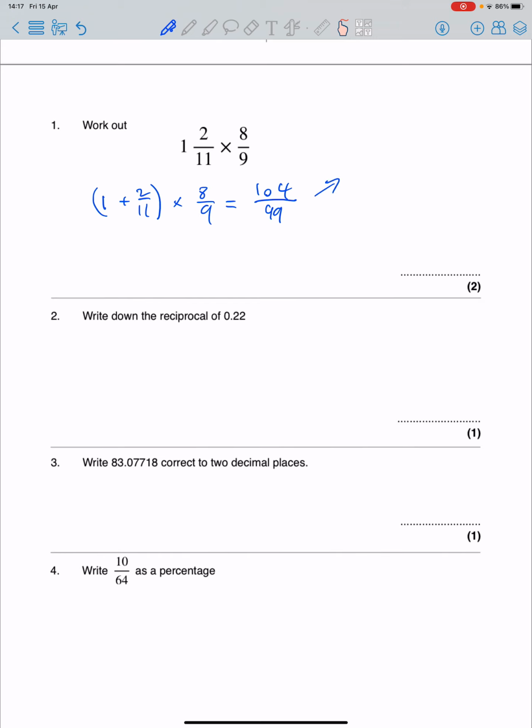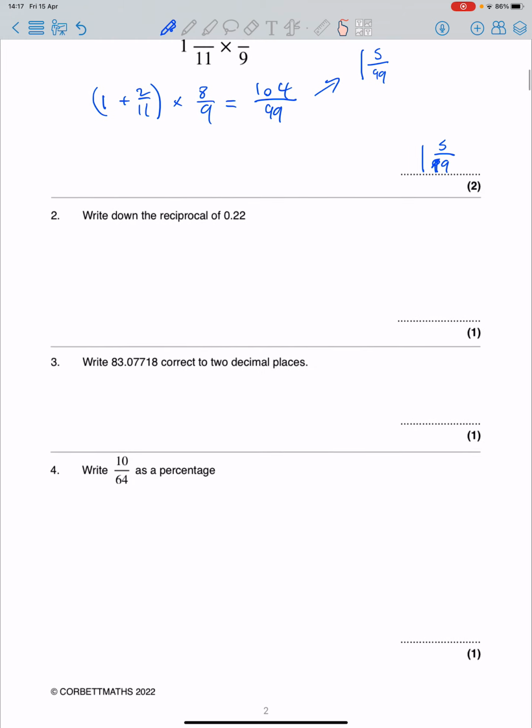So how many 99s go into 104? It's 1 and the remainder is 5, so it's 5/99. So 1 and 5/99. Now you could also write 104/99. That is perfectly okay. Next, write down the reciprocal of 0.22.